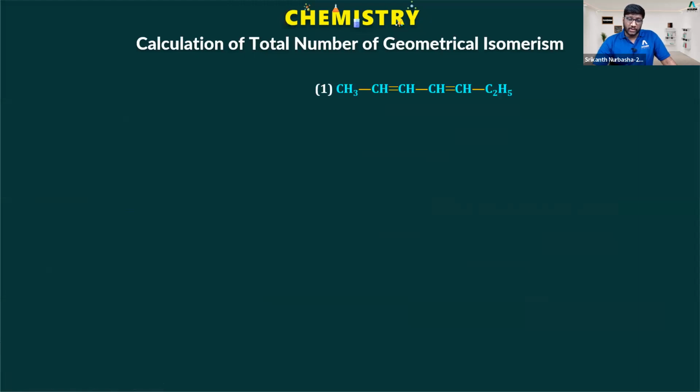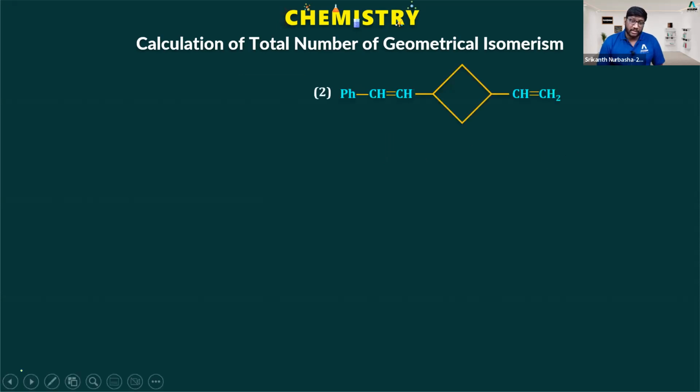Can you do the first one? This case. How many of you can do the first one? 4. Any other options? How many double bonds are there? 2 double bonds are there. Symmetrical or unsymmetrical? Unsymmetrical. Unsymmetrical 2 double bonds means we have to use the formula 2 power n. That will be 2 power 2, that is 4.